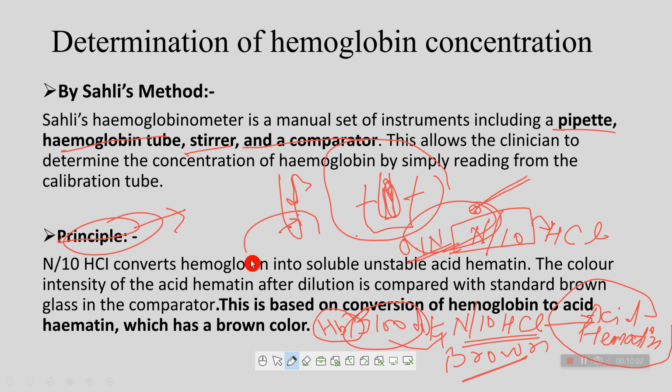Now what we do, when we get the brown color compound in this glass tube after mixing the blood with N by 10 HCl, we then put this tube into the comparator box and compare with the brown glass tubes that are already present in this comparator box. We compare the color of our test sample with this brown glass comparator and measure the amount of hemoglobin present in the blood sample.